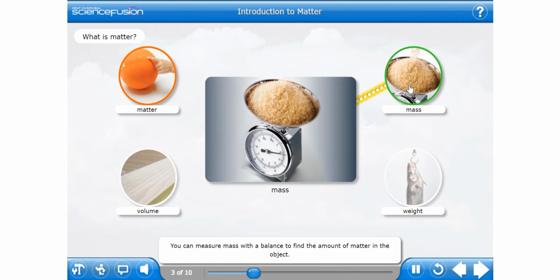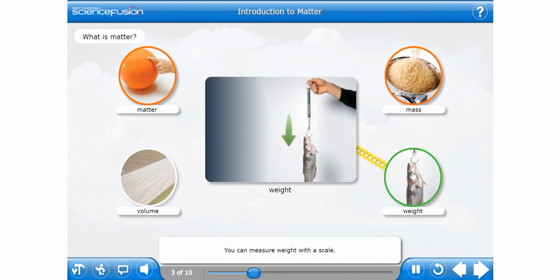You can measure mass with a balance to find the amount of matter in the object. You can measure weight with a scale. Weight is a measure of the pull of gravity on an object.